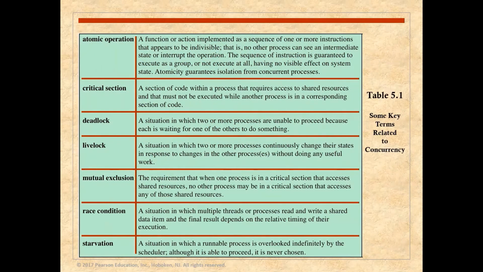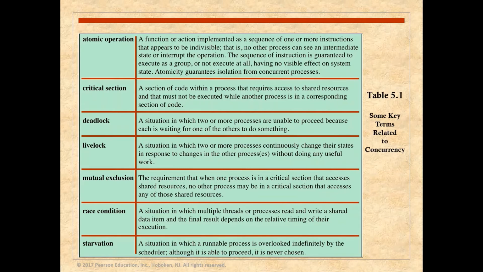So these are some of the key terms related to concurrency. So we have atomic operation. So what is atomic operation? In short, it's an operation that always runs to completion or not at all.